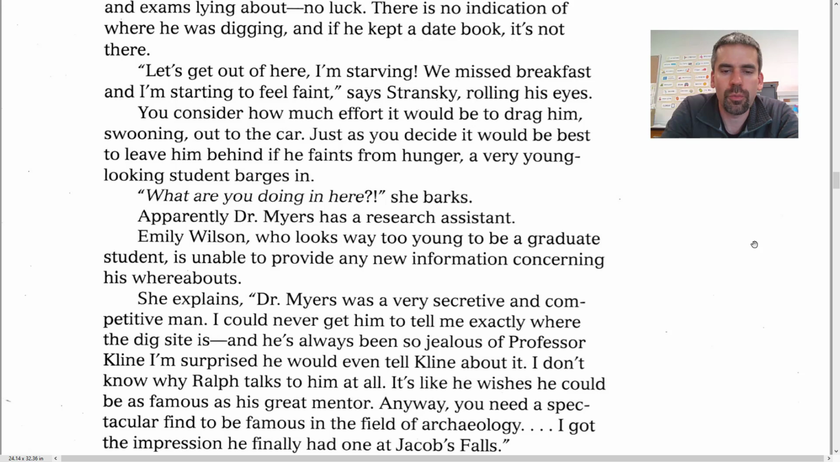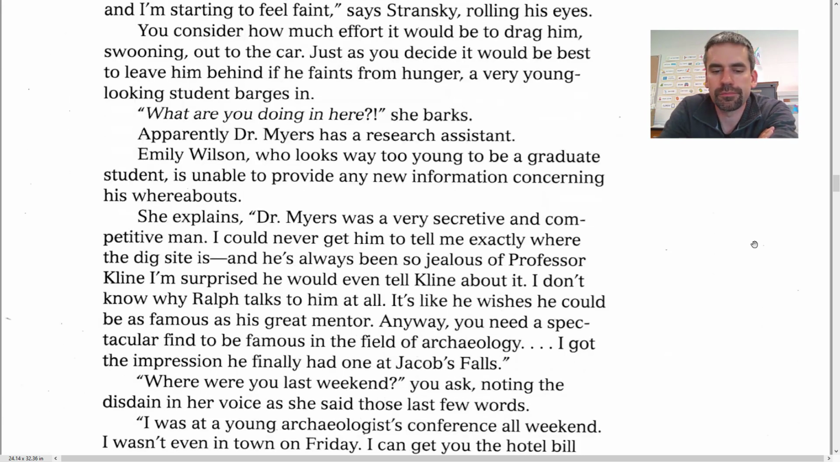Emily Wilson, who looks way too young to be a graduate student, is unable to provide any new information concerning his whereabouts. She explains, "Dr. Myers was a very secretive and competitive man. I could never get him to tell me exactly where the dig site is. And he's always been so jealous of Professor Klein, I'm surprised he would even tell Klein about it. I don't know why Ralph talks to him at all. It's like he wishes he could be as famous as his great mentor. Anyway, you need a spectacular find to be famous in the field of archaeology. I got the impression he finally had one at Jacobs Falls."